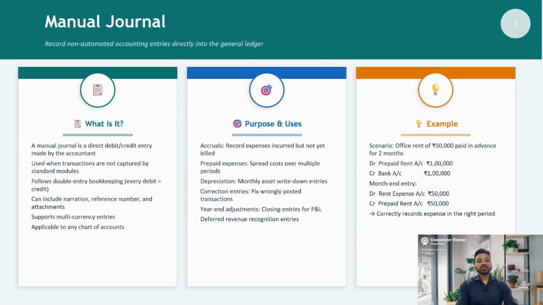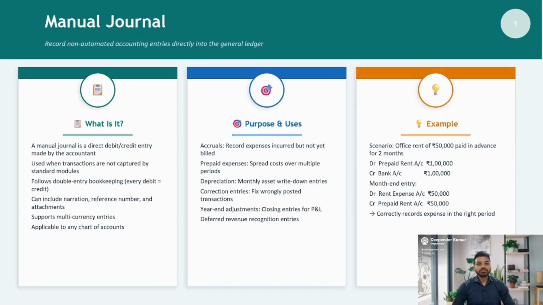What is a manual journal? When we can't pass the entry through bills, expense, invoice, or banking, we move toward the manual journal. In a manual journal, entries like prepaid expenses, provision, depreciation, and deferred revenue are passed through the manual journal. Now I am giving you an example.